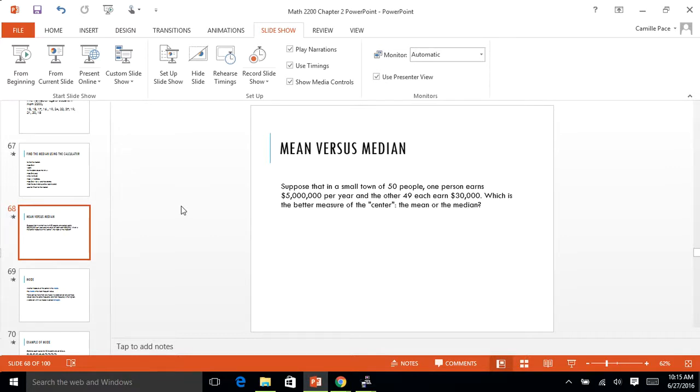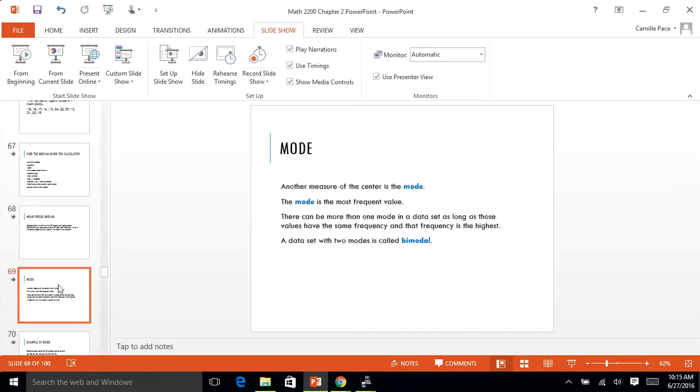Remember I talked about my class data? That's the same premise behind this. And quickly, let's talk about the mode. It's another measure of center. We mainly use it for categorical data. So the mode is the value that occurs most frequently. There can be more than one mode in a data set, and there can also be no mode in a data set. So a data set with 2 modes is called bimodal.